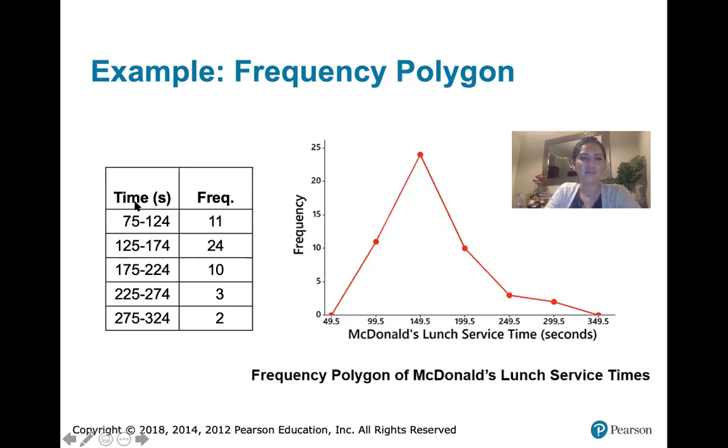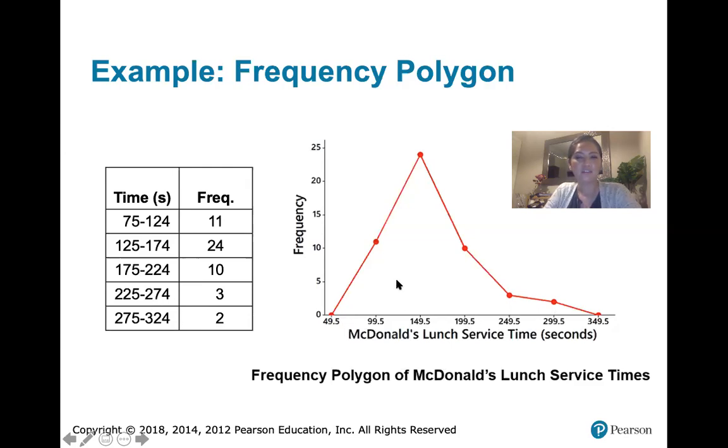So if the class midpoint for this one was 99.5, to get to the next class midpoint, I just add the class width. I add 50. So I'd be at 149.5. And to get the next one, I add 50 again to get to 199.5. And then add 50 again to get to 249.5. And add 50 again to get to 299.5.